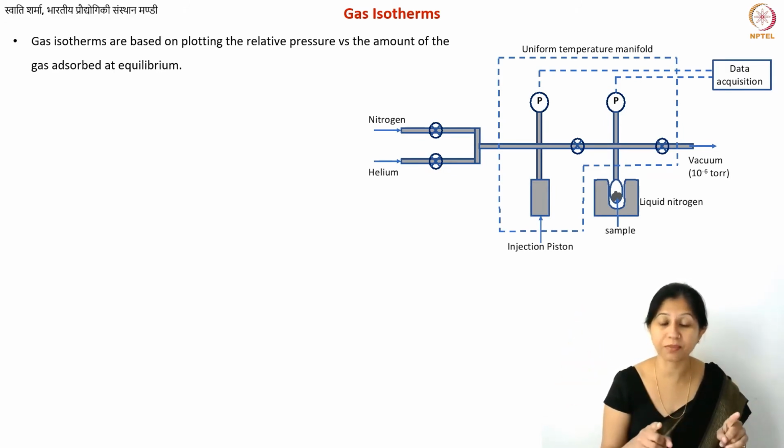So at equilibrium, the values of the partial pressures that you get, if you plot them against the concentration of the gas or the amount being adsorbed, these plots are known as gas isotherms.